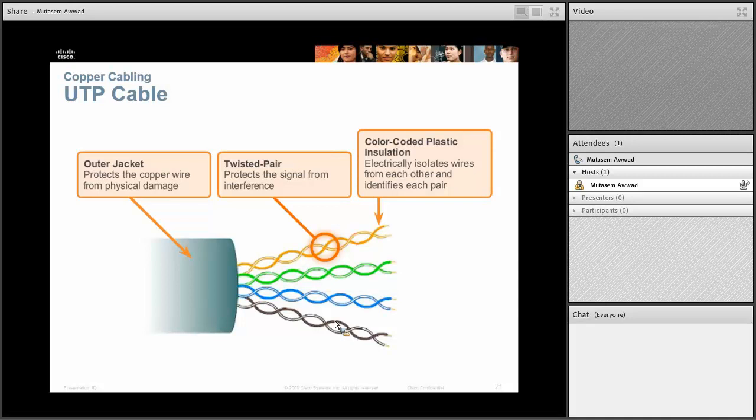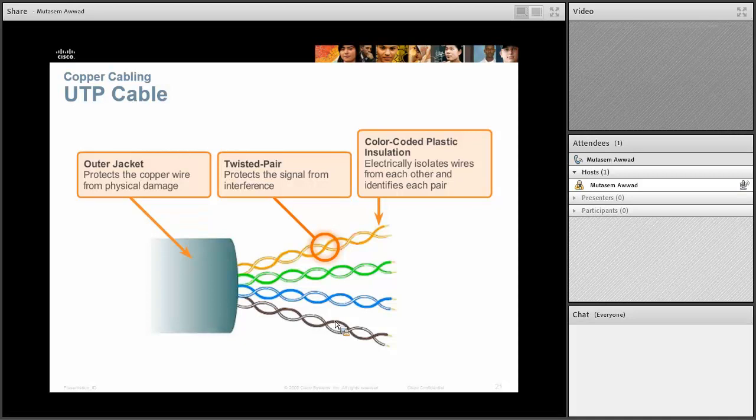So that is the reason we twist the wires. We twist the wires so they can change direction, and therefore the electromagnetic interference that's caused by one wire will be canceled out from the other wire. So therefore there's not a lot of interference. The more twists you have, the more protected it will be, and the longer the distance can be.